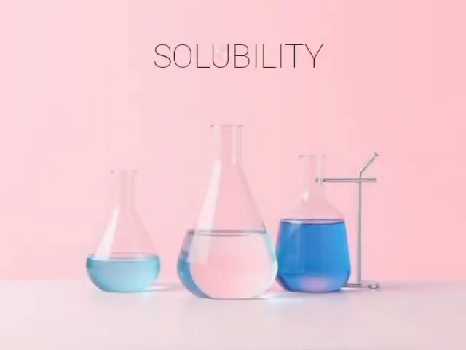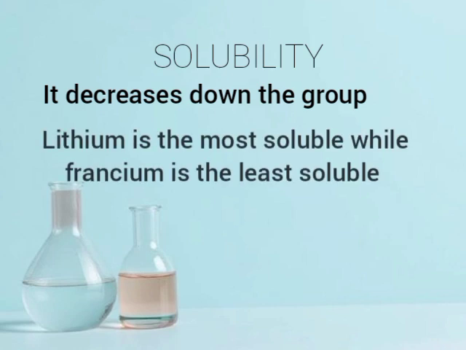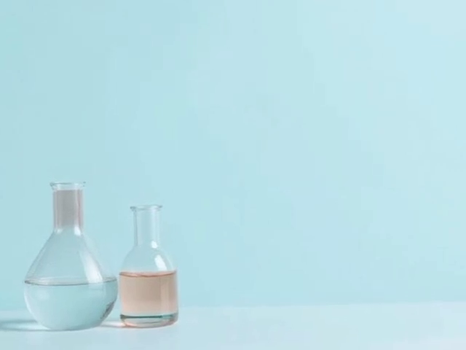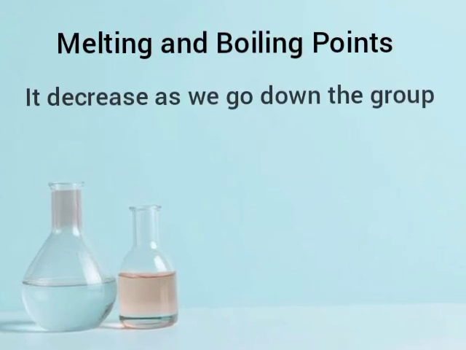Solubility. Solubility decreases with increasing size, which means it decreases as we go down the group. Lithium is the most soluble, while francium is the least soluble. Melting and boiling points. The melting and boiling points of group 1 elements decrease as we go down the group. So that's about enough of the physical properties of group 1 elements.